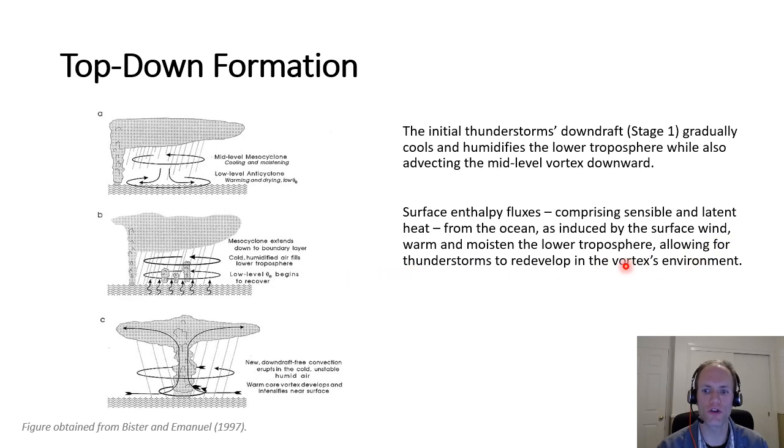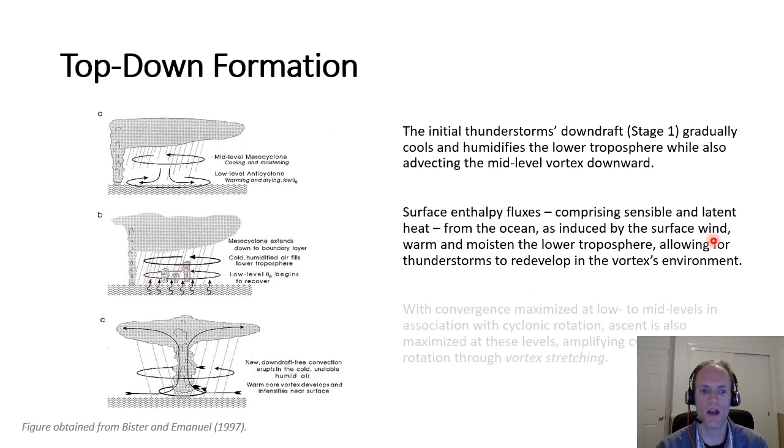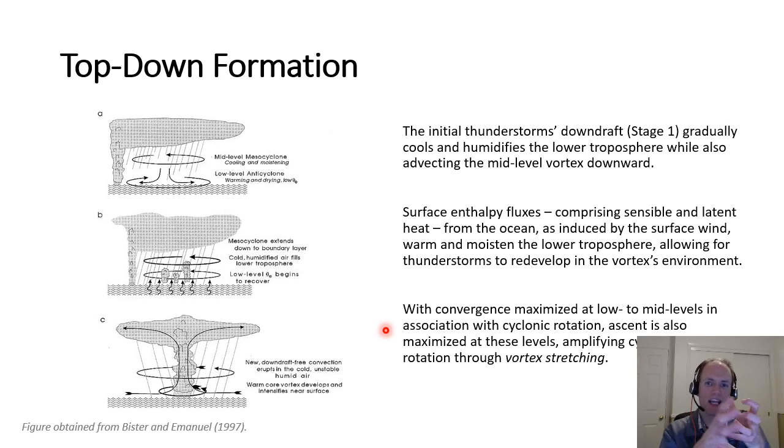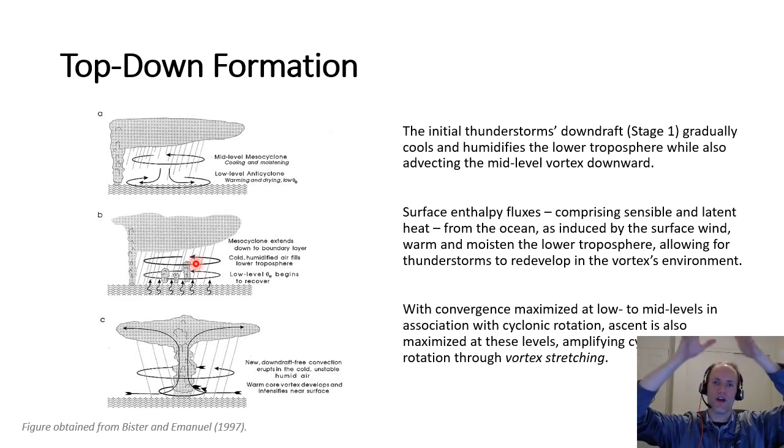This allows for thunderstorms to redevelop within this vortex environment, with strong mid-level rotation and weaker low-level cyclonic rotation. Once this happens, with convergence maximized at low to mid levels with that cyclonic rotation that we have here at stage or panel B, at the end of stage 1 and going into stage 2, ascent is maximized. Recall that relationship between convergence and divergence and vertical motion. Low-level convergence leads to ascent that increases upward as you get to that level of non-divergence. And then if you have divergence aloft, your ascent is going to begin to weaken as you go up further from there.